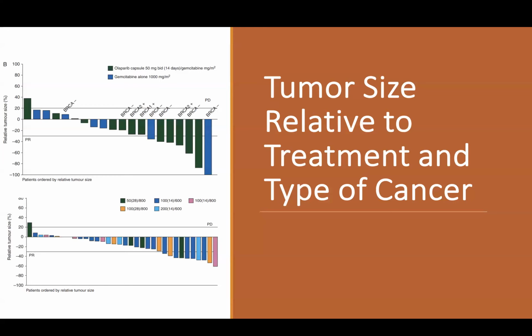So overall, they were able to find data that was statistically significant in reducing tumor size of patients with BRCA mutations in pancreatic cancer. So overall, they were able to prove that Lynparza, or olaparib, combined with gemcitabine is an effective treatment.